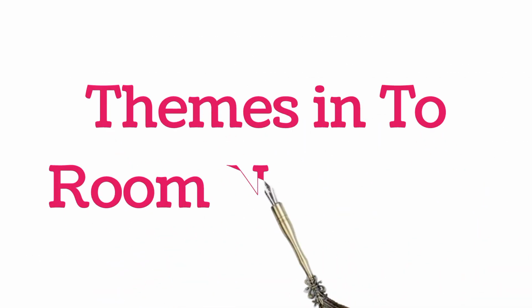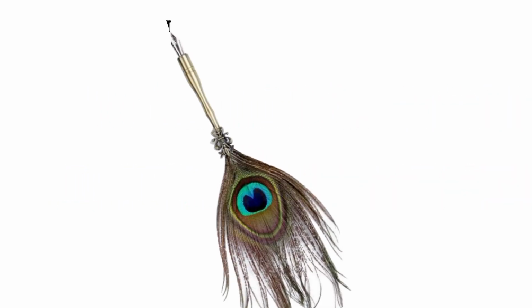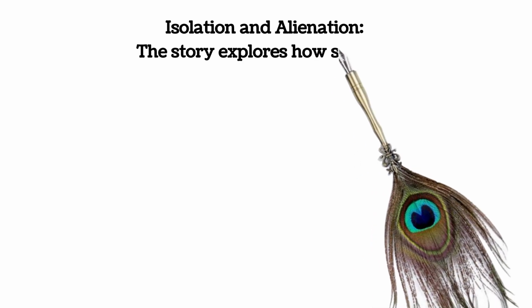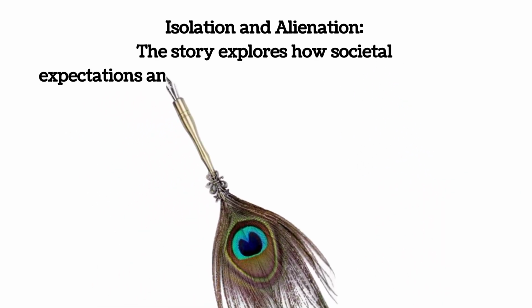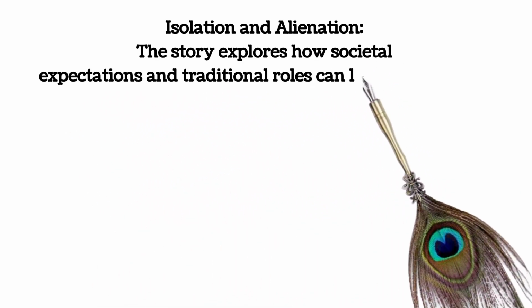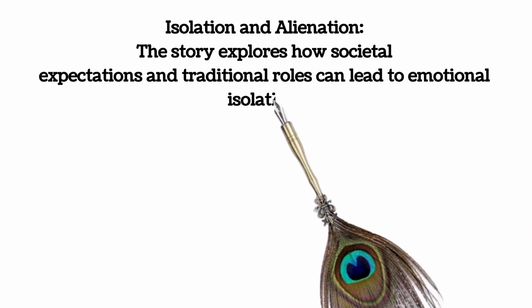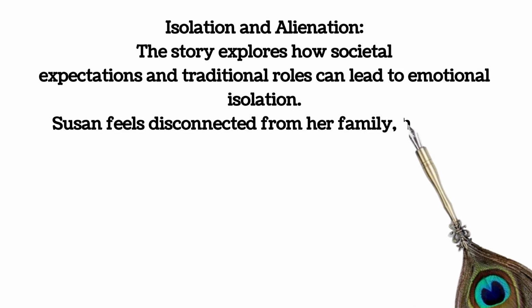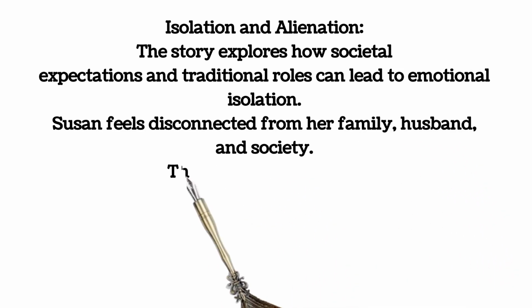Themes in To Room 19. Isolation and alienation. The story explores how societal expectations and traditional roles can lead to emotional isolation. Susan feels disconnected from her family, husband, and society.